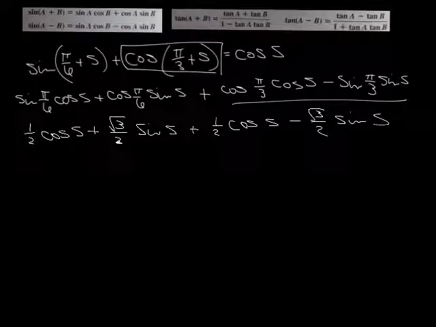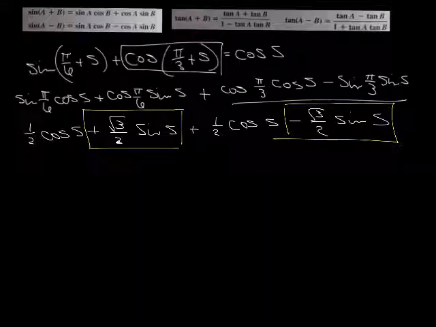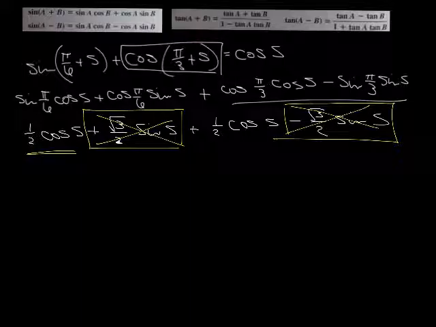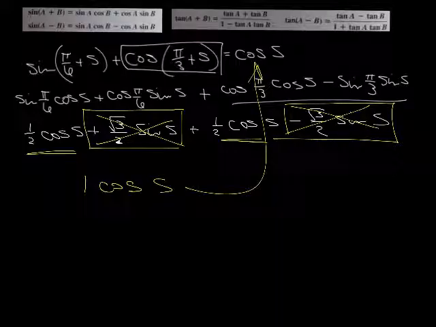sine of s. Okay, so we've kind of brought this down a little bit. One of the things that you might want to notice here, like terms, opposite signs. So these will go away. And then we have 1/2 cosine of s plus 1/2 cosine of s, which is 1 cosine of s, which matches what we have right there. So that's how we verified that.